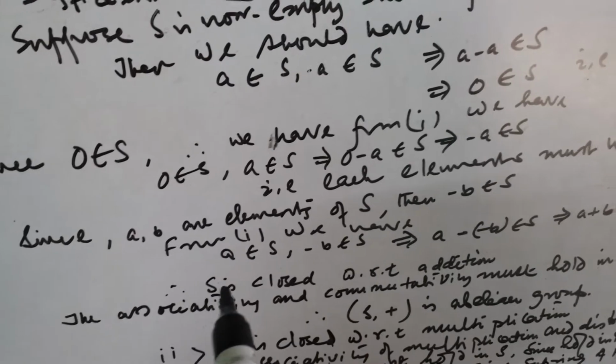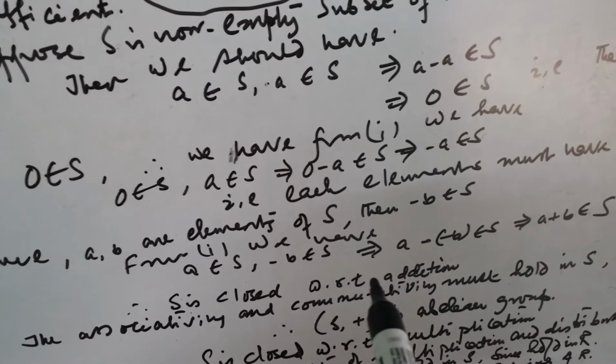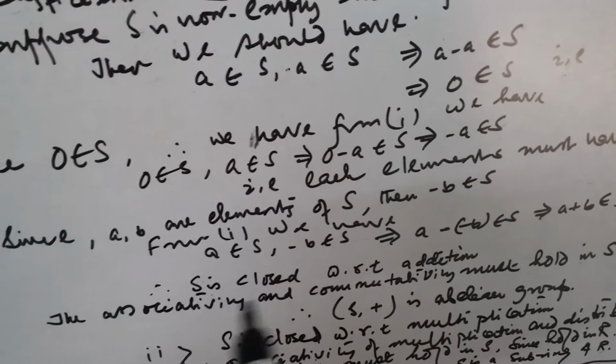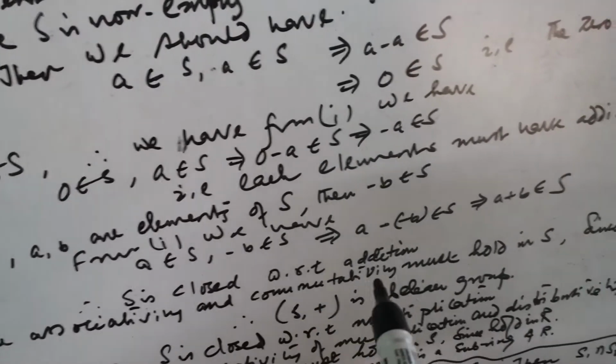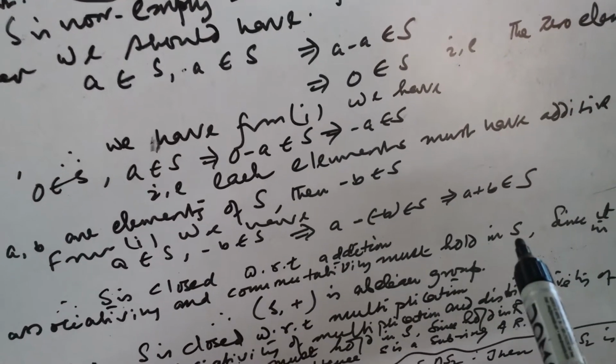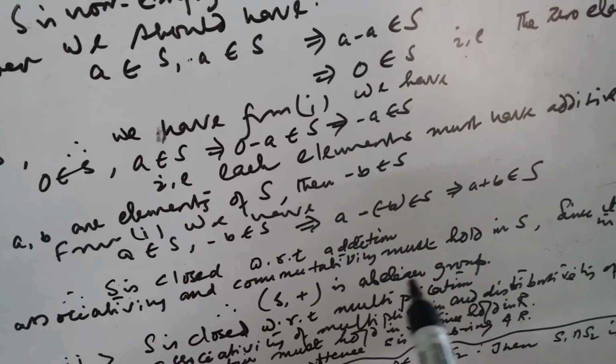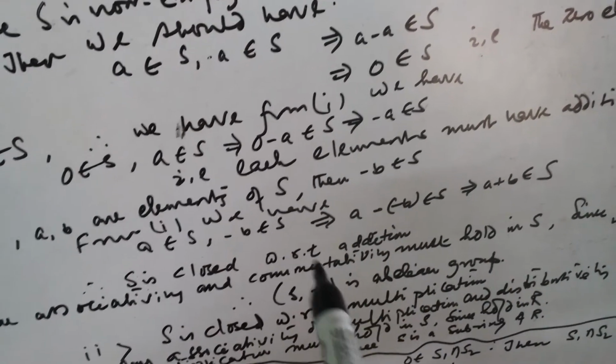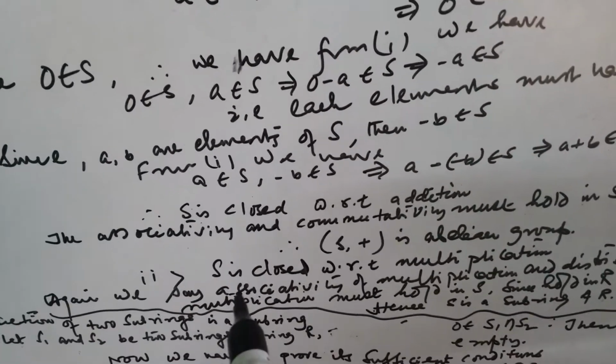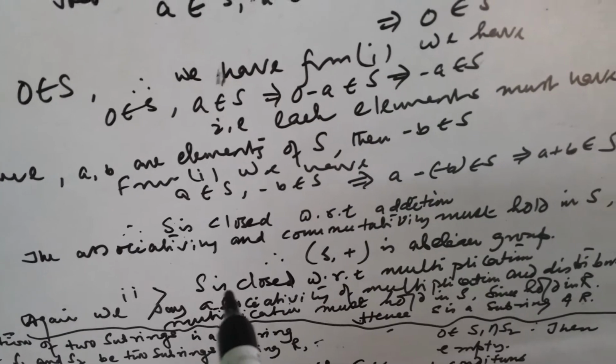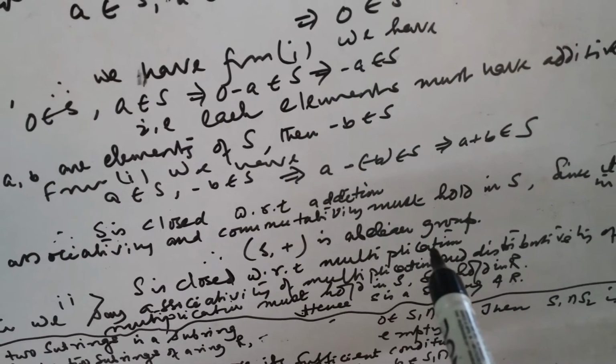And since S is closed with respect to addition, associativity and commutativity must hold in S. So S is an abelian group. So this is the first part of the proof, and S is closed under multiplication.